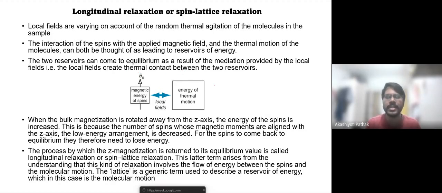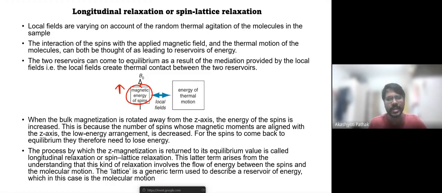So there is thermal motion of the nuclear spins, which gives the energy of thermal motion, and along with that there is an interaction of the magnetic moments with the externally applied magnetic field, which gives the magnetic energy of spins. The local fields that are created act as a reservoir between the two energies, trying to achieve equilibration between them. When the bulk magnetization is rotated away from the z-axis, the energy of the spin is increased when you apply an external magnetic field.